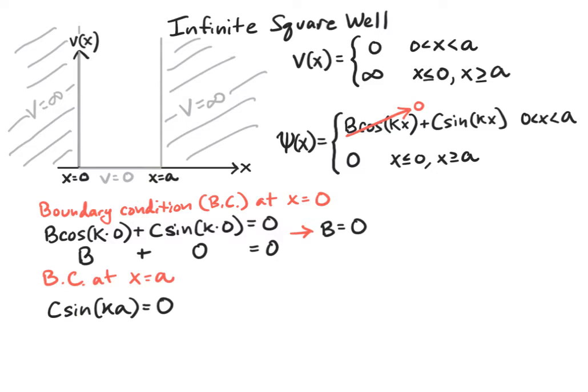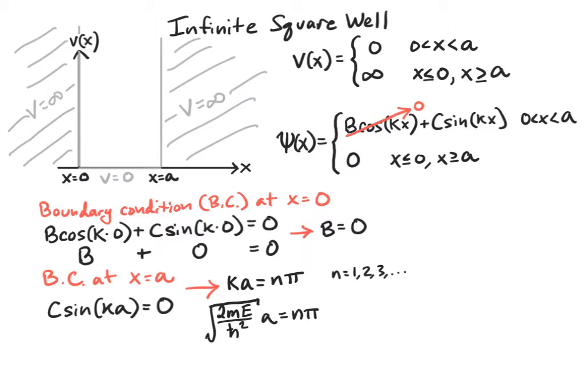But another way to ensure that this is 0 is to impose a restriction on the possible value of k. A is determined by our scenario, so we can't change a. That's just what we're dealing with. But k depends on the energy of our state. And in particular, to make sure that this is always equal to 0, k times a must be equal to an integer times pi. But k is related to the energy of the system and the potential, but the potential within this region is 0.